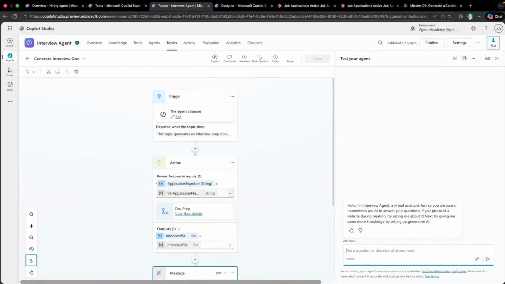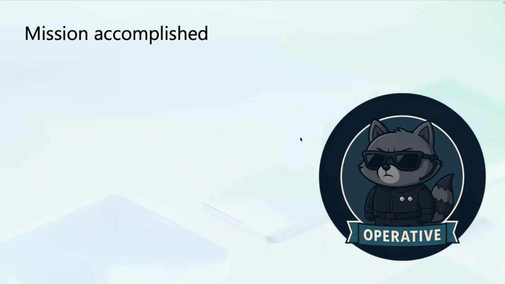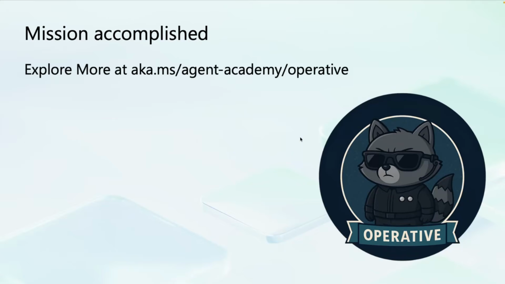So with that, as I mentioned, this is all available in our Agent Academy operative path. So if you want these exact steps so you can go replicate this in your environment and see how it actually works, you can go to aka.ms/agent-academy/operative. And this is a whole path. So you'll go through a bunch of different exercises to get this whole hiring process agent set up. And then you'll be able to go through this particular lab.